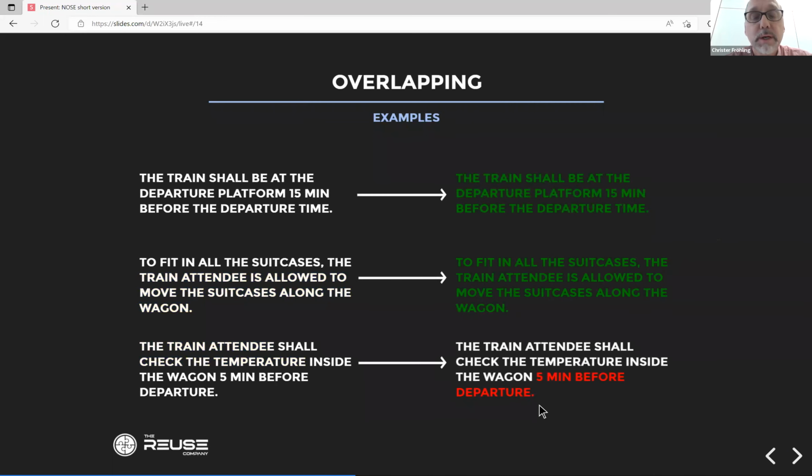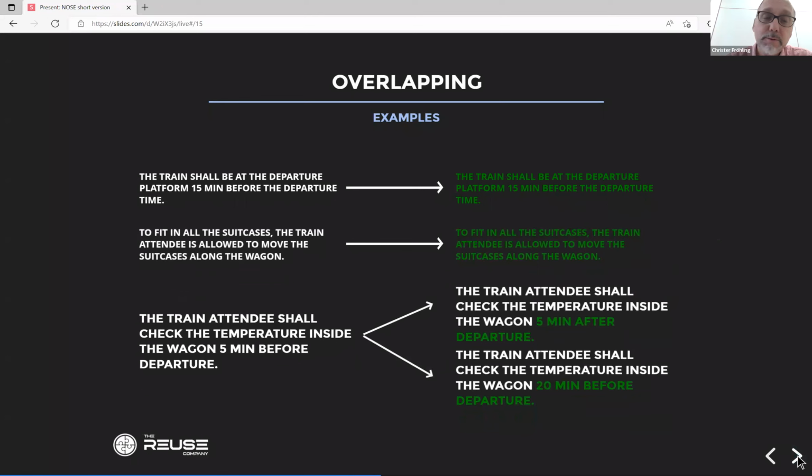The first ones are absolutely independent. But when you start to look into the third one, you realize: how can the train attendee both move suitcases and check the temperature? Perhaps that's not possible, because you check the temperature at one end of the train and you work with luggage throughout the train. So perhaps that's not possible. So here you can have an inherent lack of consistency.